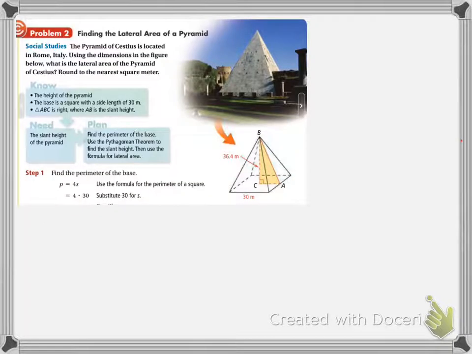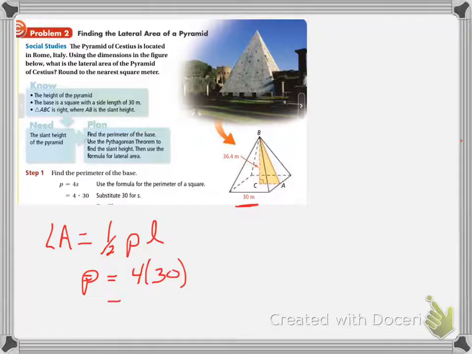Problem 2 is simply finding the lateral area of the pyramid. And again, we talked about lateral area being 1/2 perimeter of the base times your slant height. Well, what's the perimeter of the base? It looks to be a square here. It's 30 here, so all sides are going to be 30. So my perimeter is going to be 4 times 30, which is just 120. I need to find L.